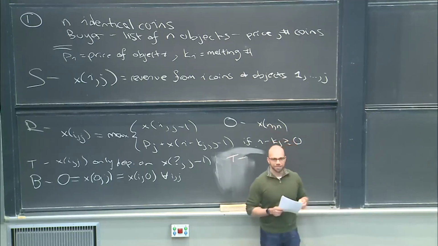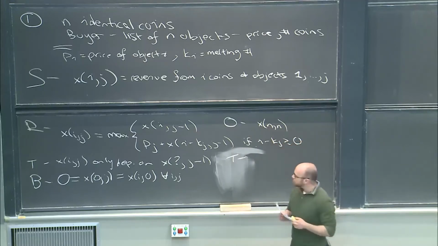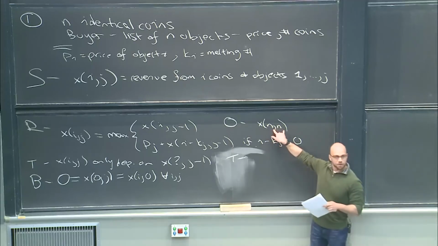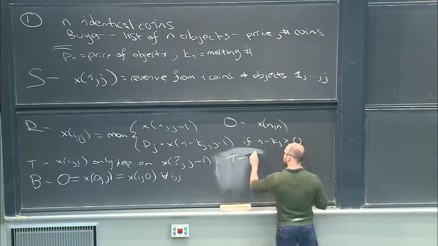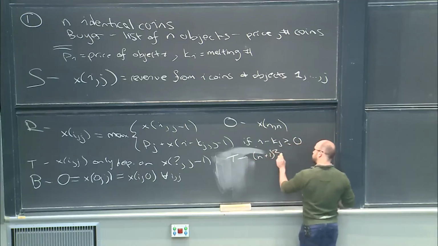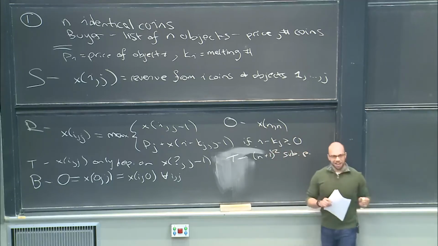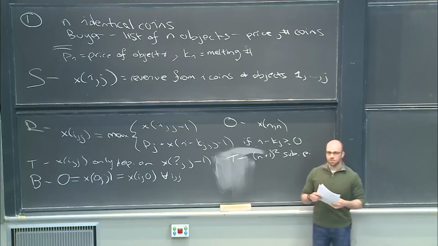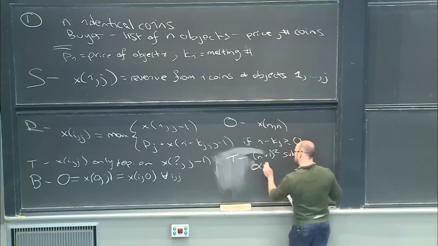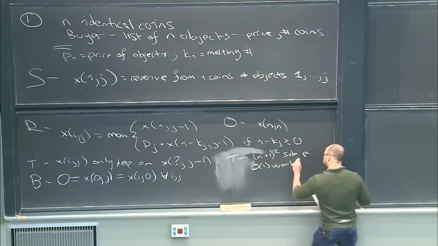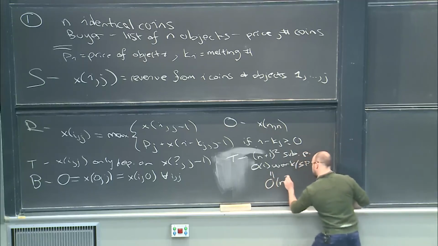T stands for runtime, or time, I suppose. So first of all, how many subproblems are there? Well, there's x of i j. Both i and j can go from 0 to n. This is a great way to be off by 1. So there's n plus 1 squared subproblems. And how much work does each subproblem do? Well, it does boring work. It's just a formula, right? So there's order 1 work per subproblem. So the overall algorithm takes n squared time.